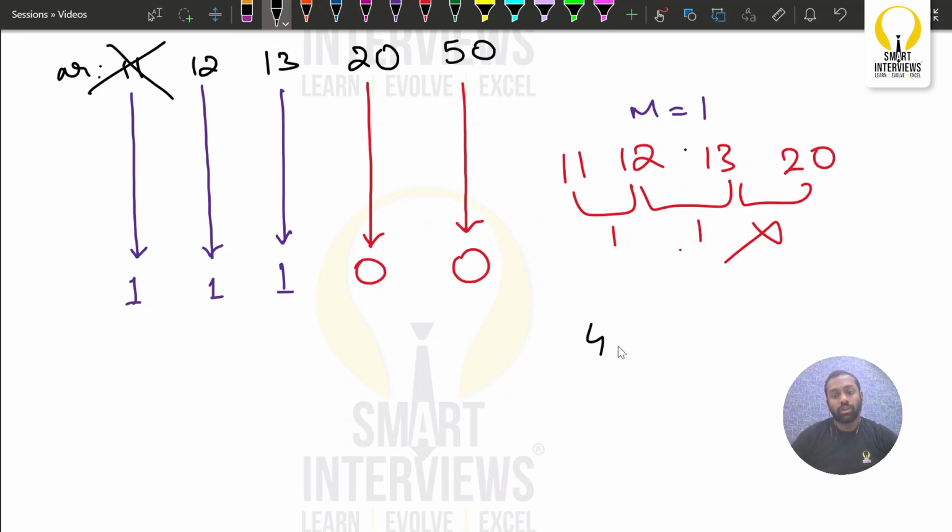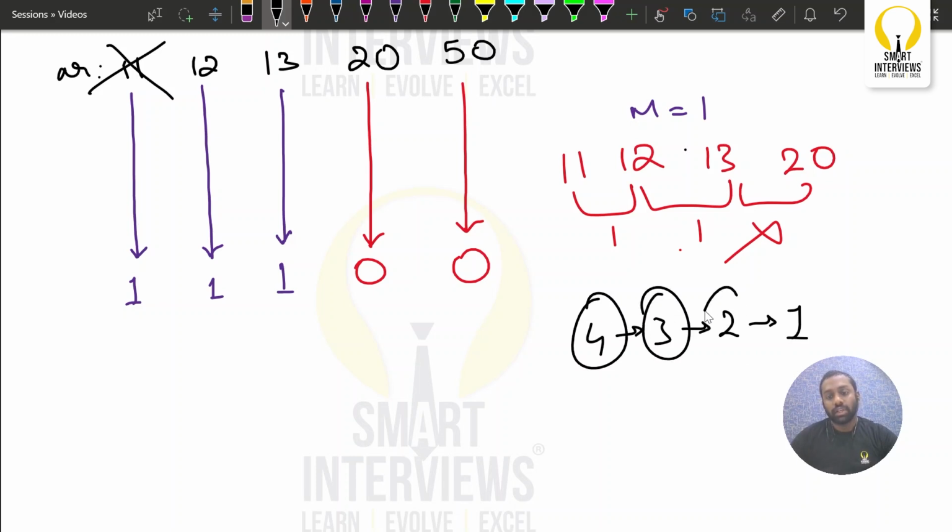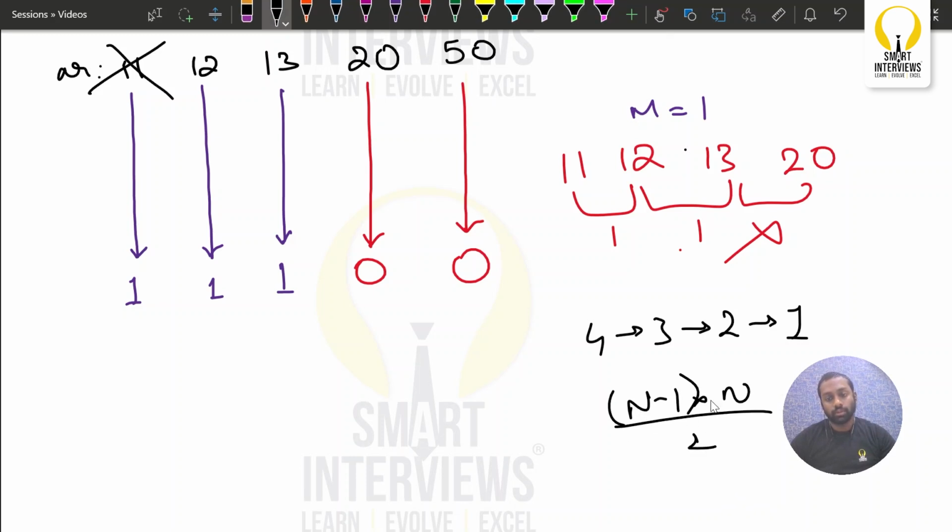Initially, I had four elements, it became three, then two, then one. For each of these elements, I need to perform this checking operation, which is nothing but the sum of the first natural numbers. So the number of iterations to check this, if I take this as n minus one, is n into n minus one by two. This will be the number of subarrays I get while doing a smoothly increasing check.